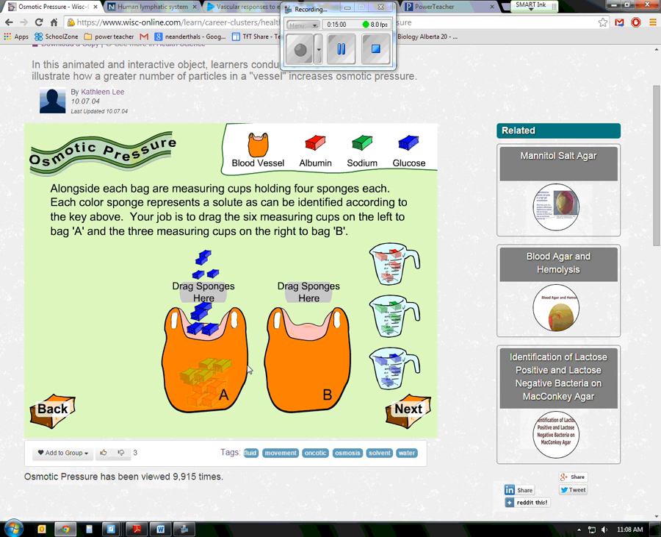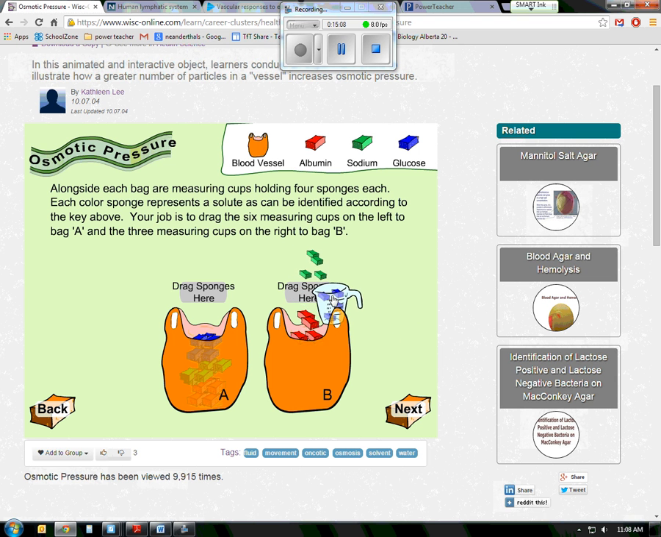In bag B, in this blood vessel here, we're going to only put half as much. So here's 1 cup of albumins, 1 cup of sodium, and 1 cup of glucose. Now the question becomes: which blood vessel now has greater osmotic pressure? A or B? It would be A.